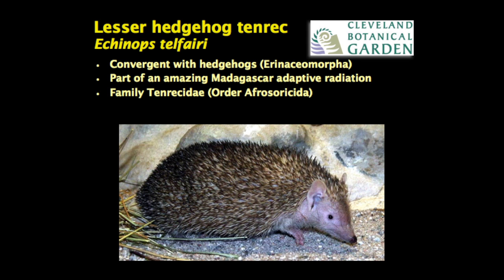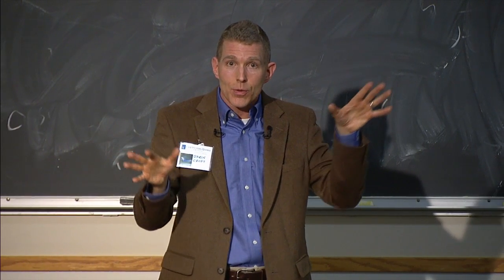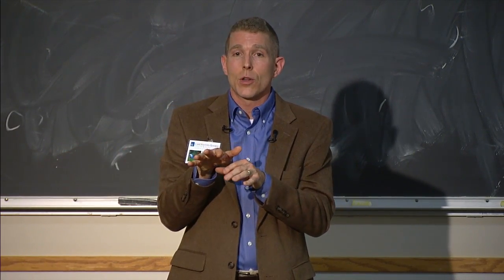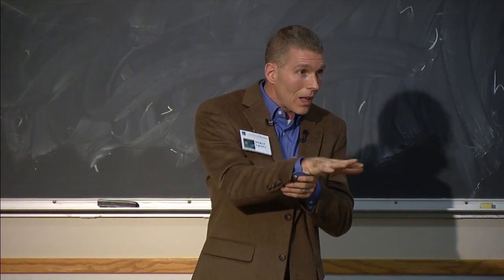These are animals in the family Tenrecidae that are in the order Afrosoricida. They are part of that African radiation. These are animals that probably dispersed to Madagascar about 40 million years ago. We don't know because they have almost no fossil record. And they radiated out to fill the hedgehog niche, the mole niche, the shrew niche, to fill the small otter niche.